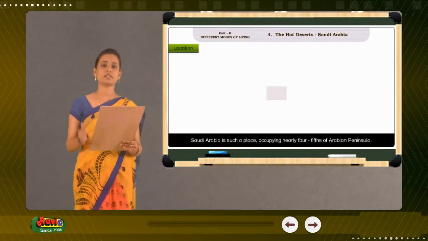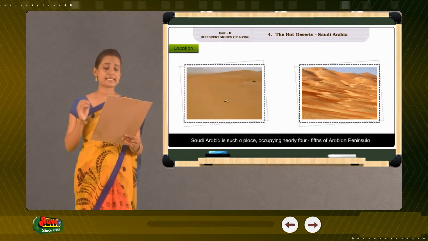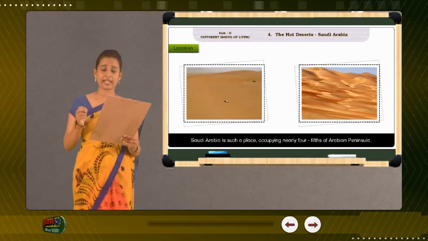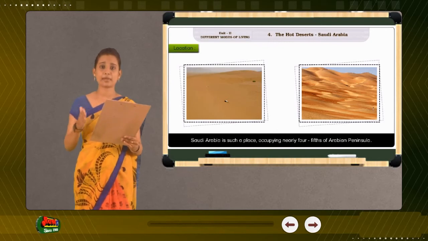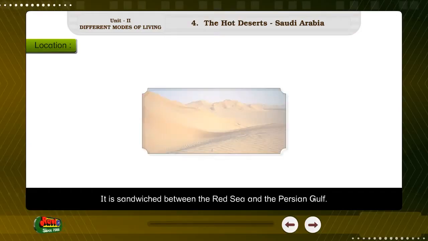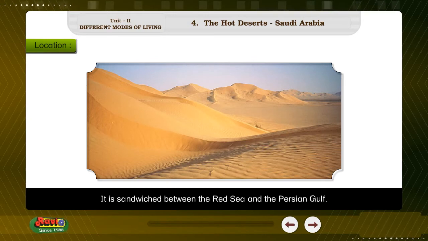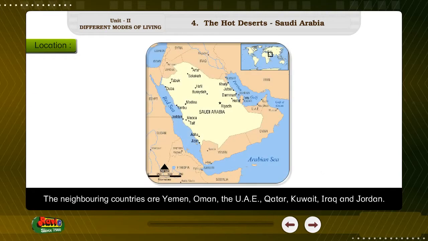Location: Saudi Arabia is such a place occupying nearly 4/5 of Arabian Peninsula. It is sandwiched between the Red Sea and the Persian Gulf. The neighboring countries are Yemen, Oman, the UAE, Qatar, Kuwait, Iraq, and Jordan.